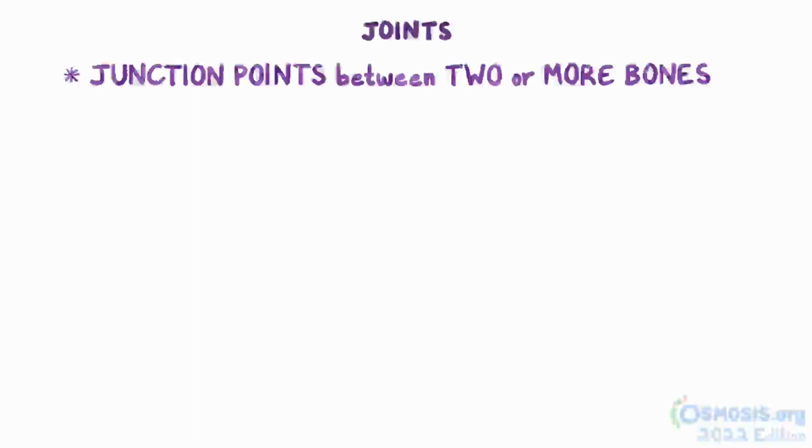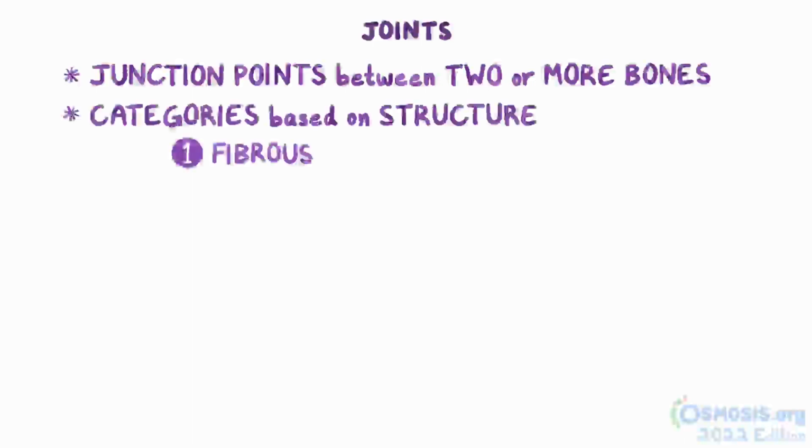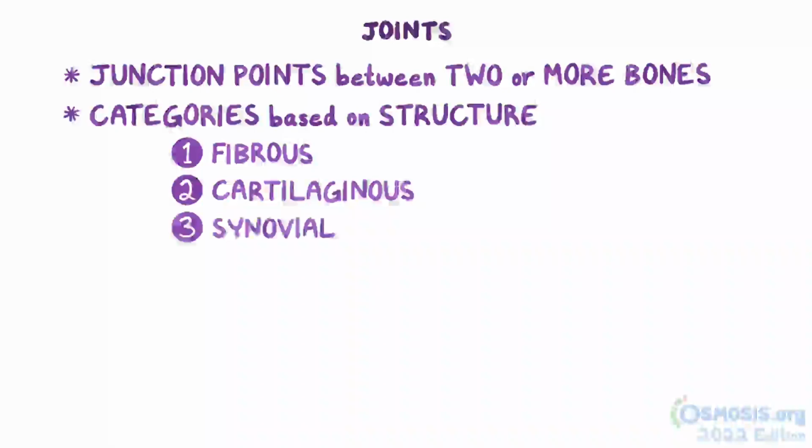Now let's talk about joints. Joints are the junction points between 2 or more bones. There are 3 categories of joints based on their structure: fibrous, cartilaginous, and synovial joints.